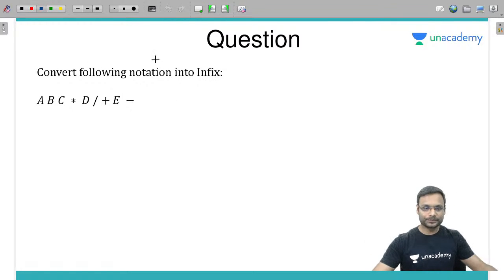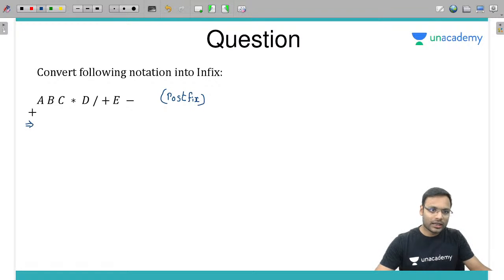Convert this notation into infix. First of all, is this notation postfix or prefix? It's a postfix one. Convert using the same method as before. How do I go with this? Left to right scanning: operand, operand, operand, operator. This operator you need to solve first. How can I solve this? Left operand, right operand, operator. How can I write it in infix? It should be B into C, in the bracket.